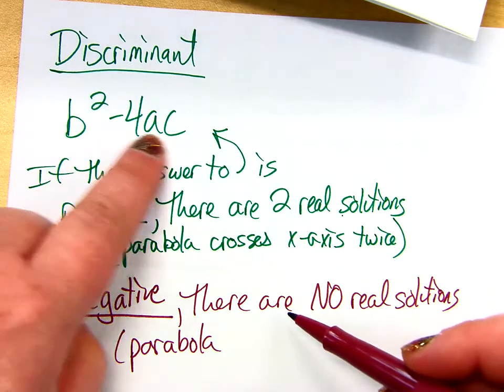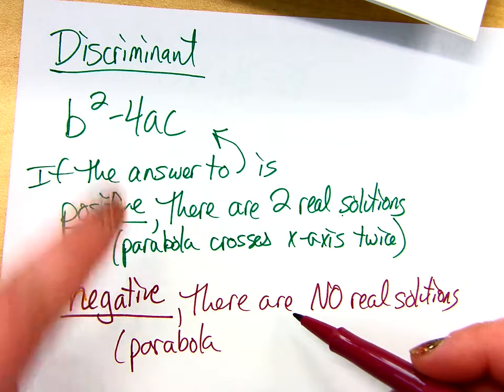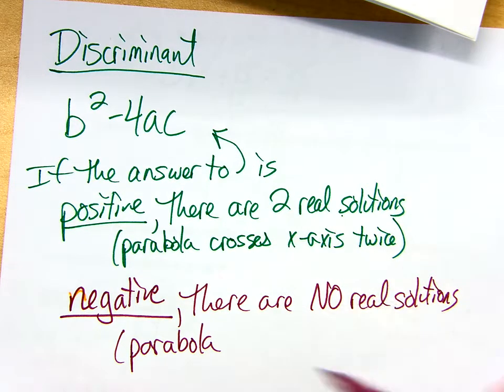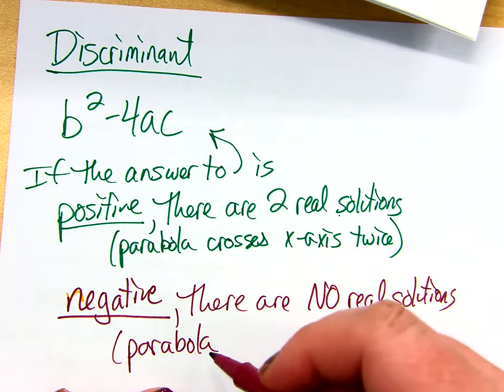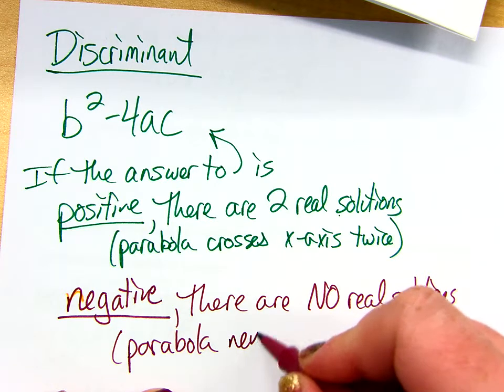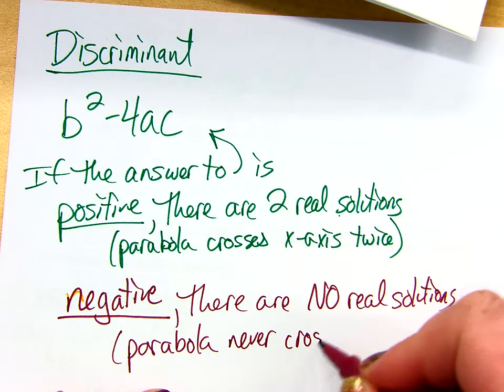But if, when I plug in those numbers, it comes out with anything negative, there are no real solutions, which means the parabola never crosses the x-axis.